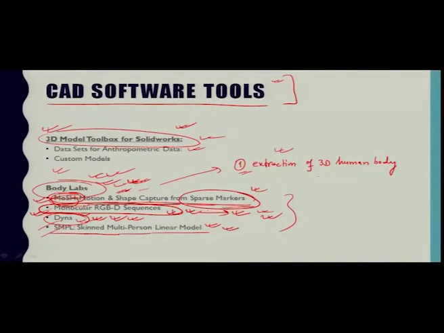These can be listed here, like FAUST, which is a dataset and evaluation for 3D mesh registration, and FlowCap, which is a 2D human pose from optical flow, and many other methods are there, like informed sampler, OpenDR. So these are the methods which can be used for human modeling and other related analysis.